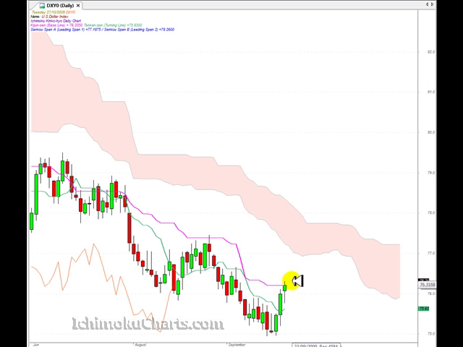So the high and the low of the current candle are very important for this market over the next few days.